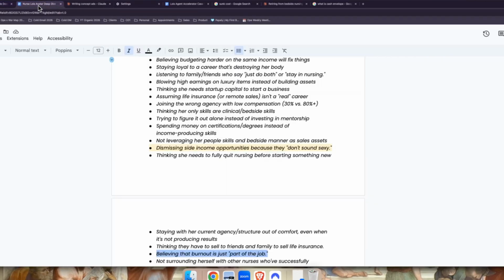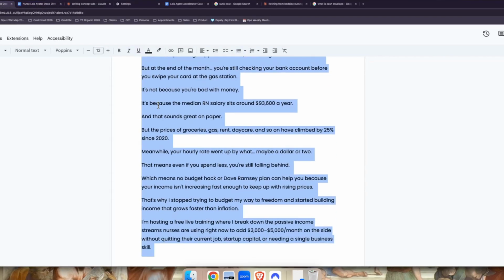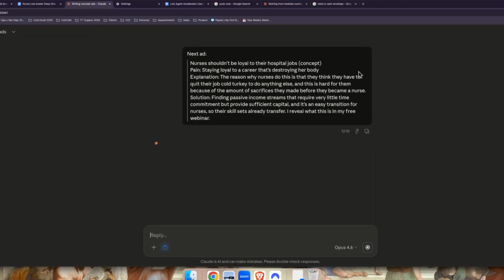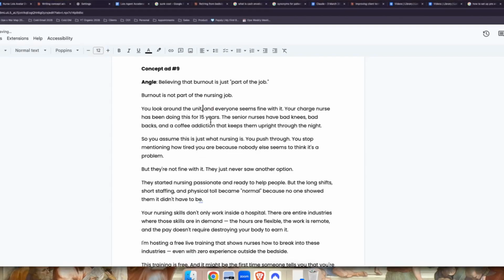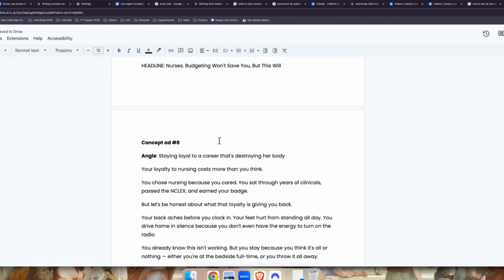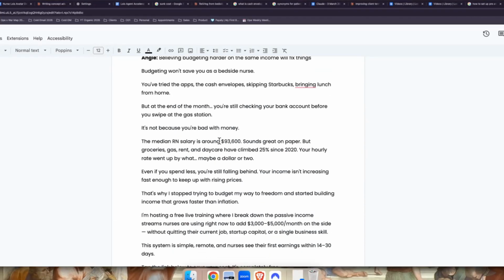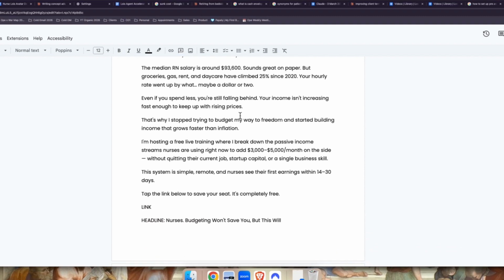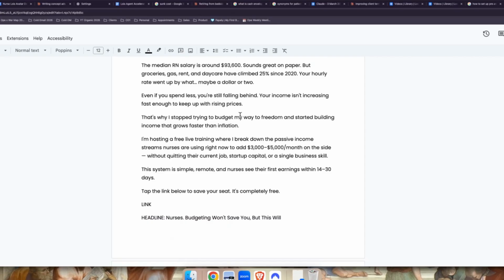So I'm going to go to the second concept ad right now, and I'm basically just going to paste in the ad. As you can see here, I have the concept, the pain, the explanation, the solution, and that's pretty much it. These are the final drafts of the concept ads, and you can see them here. I've made them shorter because these ads don't have to be long, so you don't have to over explain. You just have to give them enough info to be interested enough to click the link, and then you're good to go.